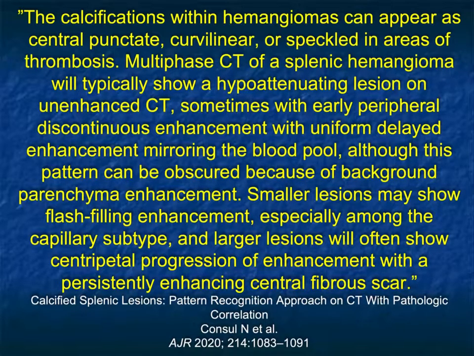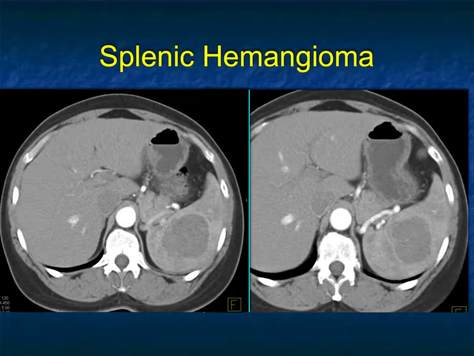Multi-phase CT of a splenic hemangioma will typically show a hypoattenuating lesion on non-contrast, sometimes early peripheral enhancement, although this is not very common. Smaller lesions may show flash-filling enhancement. So again, a range of appearances with hemangioma.